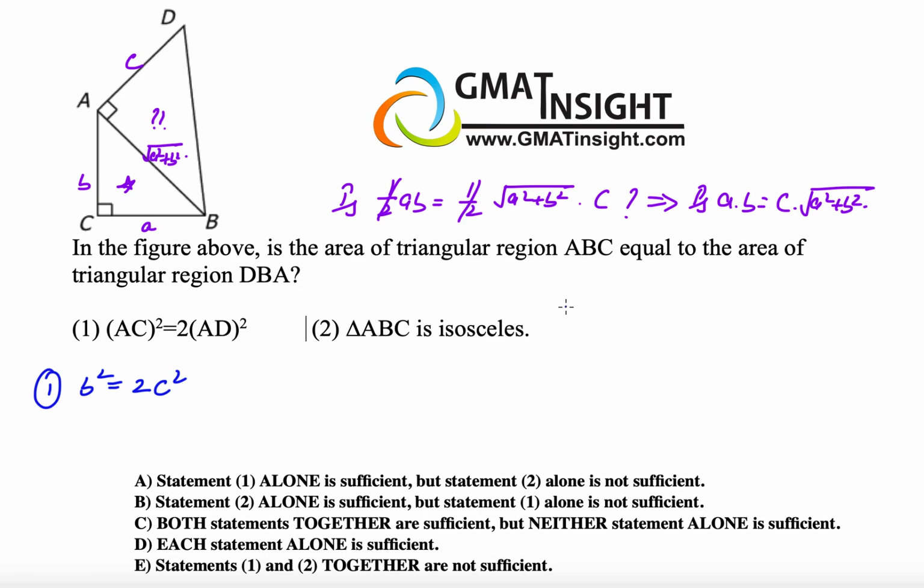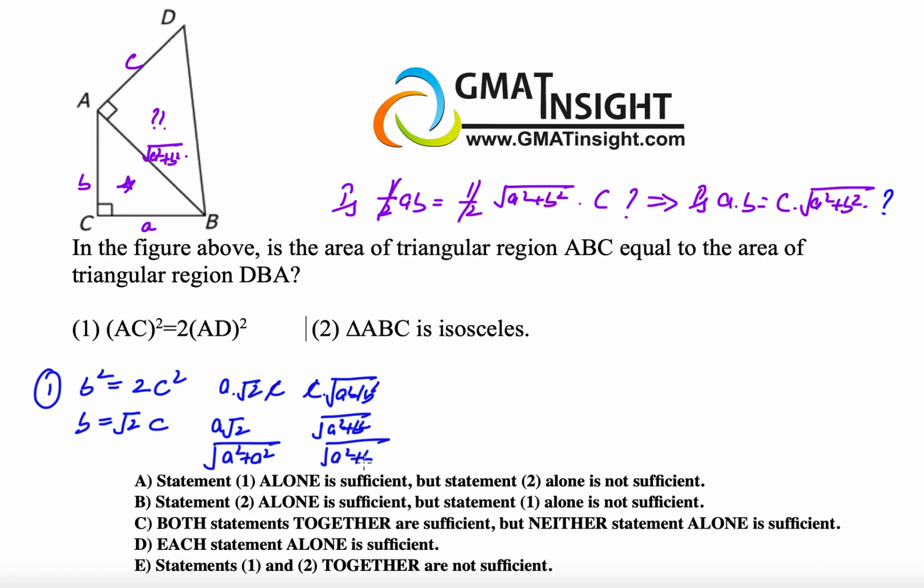And it seems that we have to square this expression to understand how this can be plugged in here. Alternatively, we can also substitute B equal to square root of 2 C in the expression. That means now we need to compare A multiplied by square root of 2 C with C multiplied by square root of A square plus B square. But C is common, so we can cancel it out. Now we need to compare A square root 2 with square root of A square plus B square. Let's take A inside. That means we need to compare square root of A square plus A square with square root of A square plus B square.